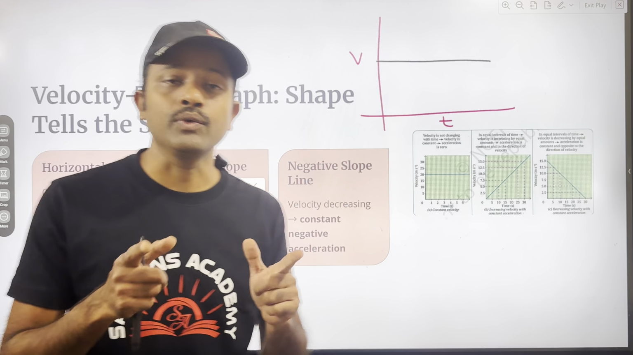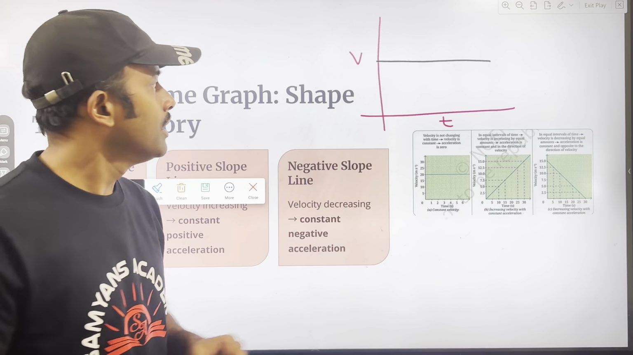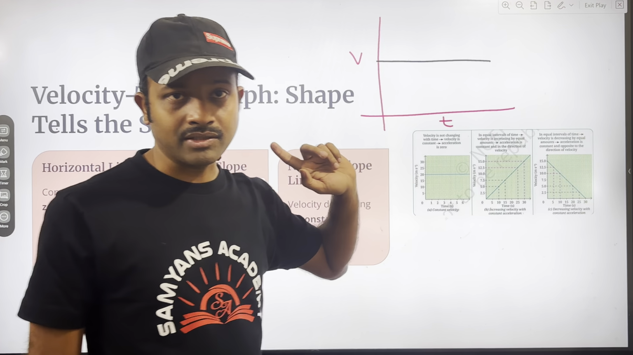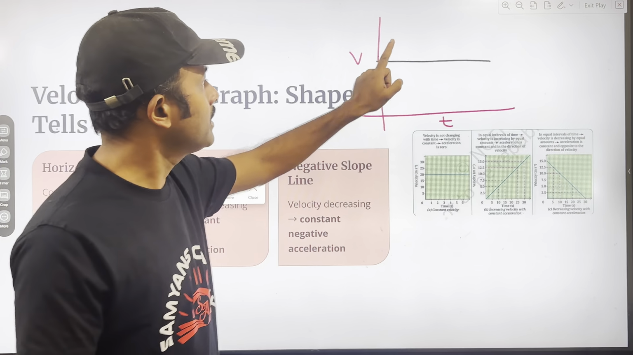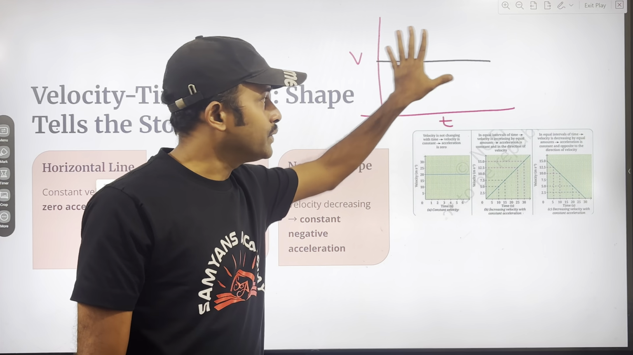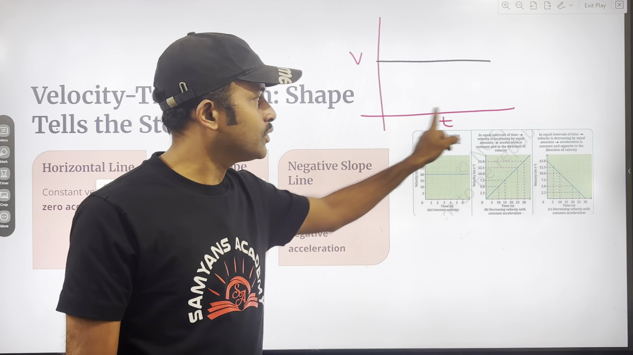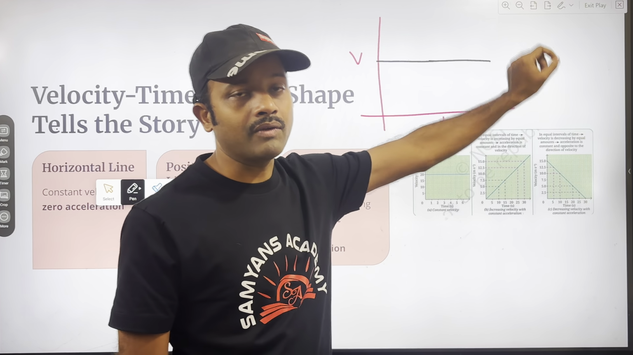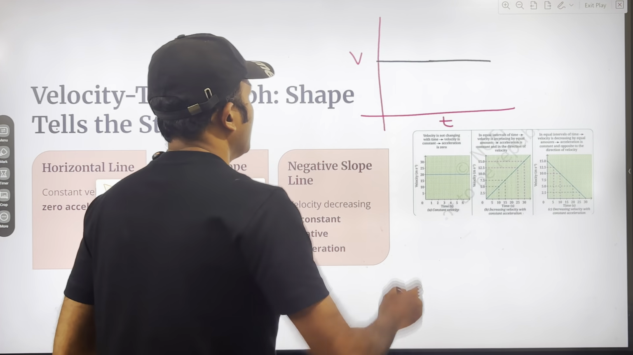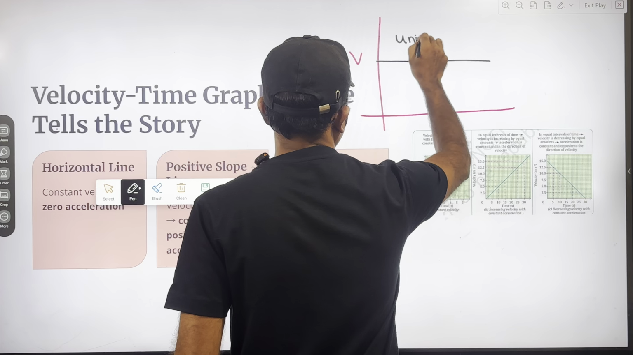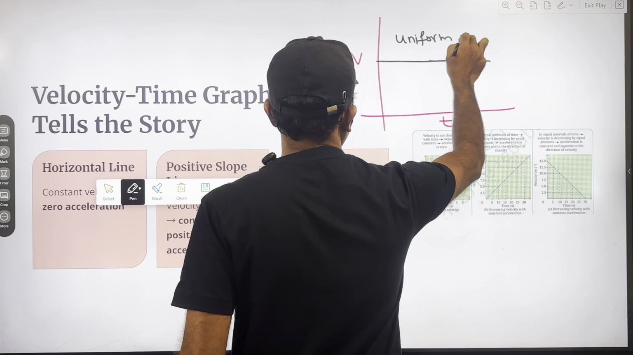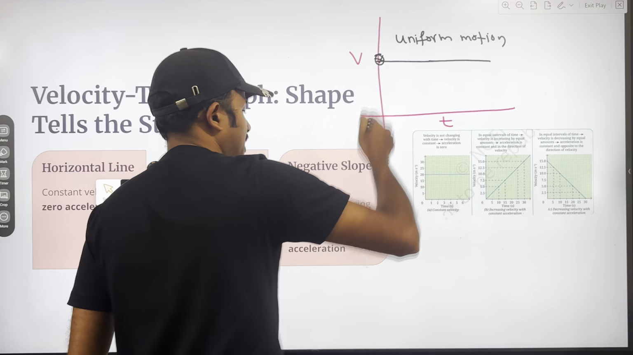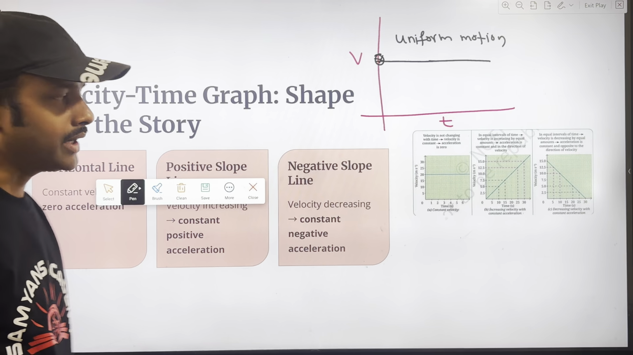You are moving with constant speed, so what does it indicate? It indicates uniform motion. If you are getting a line which is parallel to the time axis for the velocity time graph, it will indicate uniform motion. The time is moving, but your velocity is not changing. Everywhere the velocity is showing the same value. So it indicates uniform speed or uniform motion. Why is it uniform motion? Because the velocity value is constant here, right?